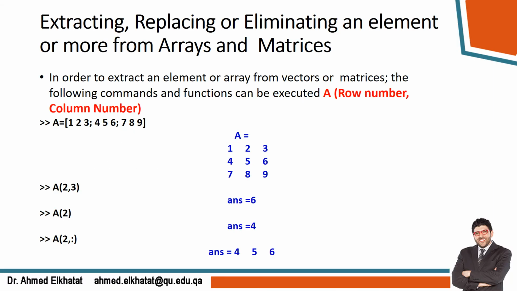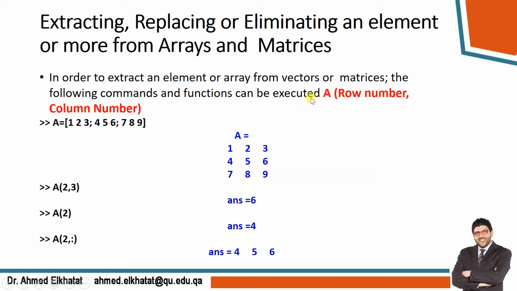So today we will cover extracting, replacing, or eliminating some elements from arrays or matrices. Now, the general rule for extracting some elements from a matrix is that we first start with the matrix name, A, and between parentheses we put the row number and column number for the items we want to extract.